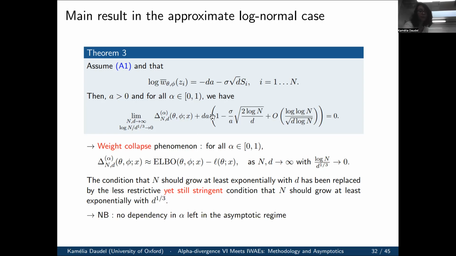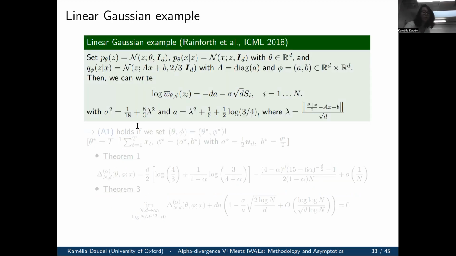And yeah, this is the term that we have, and basically there's no dependency in alpha left in this term due to our conditions. This is just so that when you see the curves, you had a bit of orange. Now I'm going to put all the alphas together. Okay, so can we find an example that was used in the literature that fits in our setting?